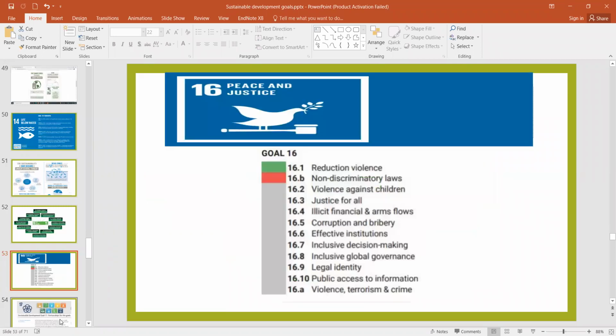SDG number 16, peace and justice. And these are all the targets of goal number 16: reduce violence, non-discriminatory laws, violence against children, justice for all, illicit financial and arms flows, corruption and bribery, effective institutions, inclusive decision-making, inclusive global governance, legal identity, public access to information, violence, terrorism, and crime.